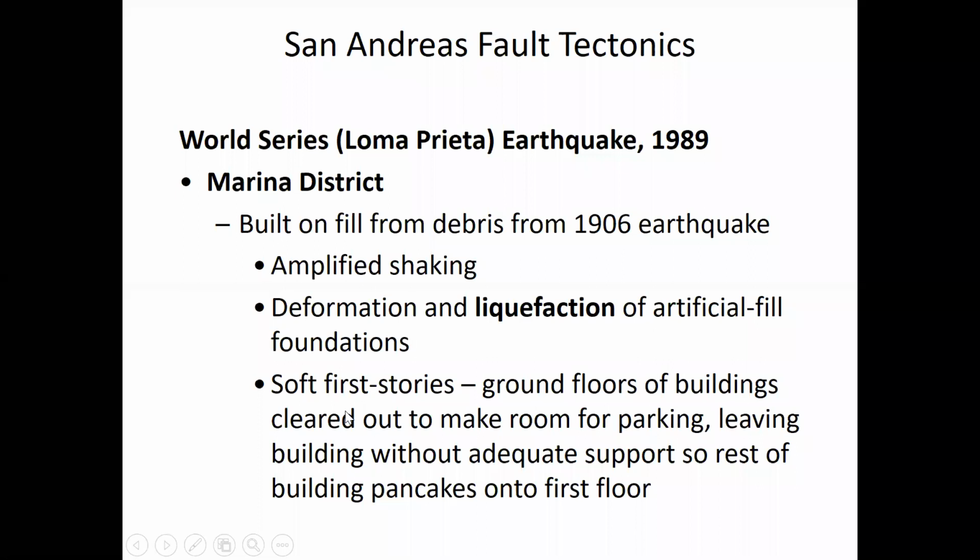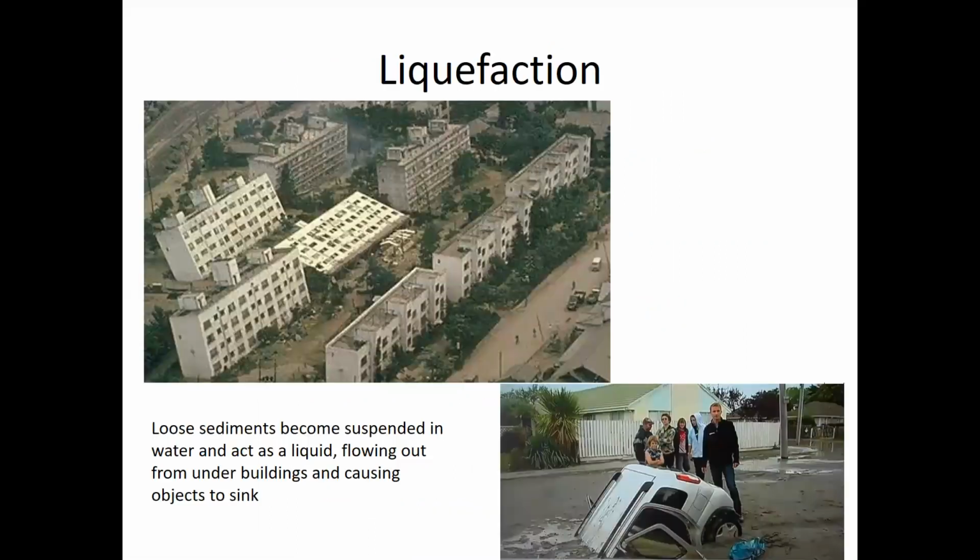Soft first stories, the ground floor of the buildings, as I said, were cleared out to make parking because of limited space, leaving the building without adequate support for the rest of the building. And so what happens is it pancakes down onto the first floor. And liquefaction, as I mentioned, is whenever the sediments are shaking, they flow as a fluid. Here's an example of what can happen.